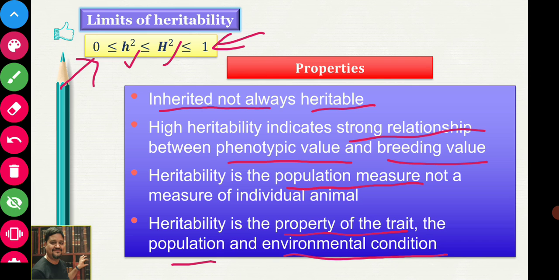Then heritability is the property of the trait, the population, and the environmental condition. So these are the factors that will influence the heritability. It is a property of the trait. That means it varies from trait to trait, it varies from population to population, and the environmental condition also plays an important role in estimation of heritability. So if the environment is changed, the heritability will definitely change. So these are the properties of heritability.